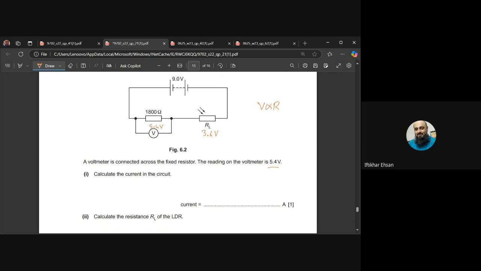Calculate the current. पहली बात तो ये है कि करंट सर्किट में सेम होगा. अगर हम इसका करंट फाइंड कर लें, क्योंकि इसकी रेजिस्टेंस भी हमें पता है. I is equal to V over R. So 5.4 divided by 1800. So it is 0.003. Am I right or have I added one extra zero? What do you think? Yes, sir, it's correct.